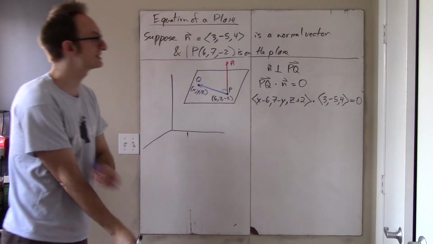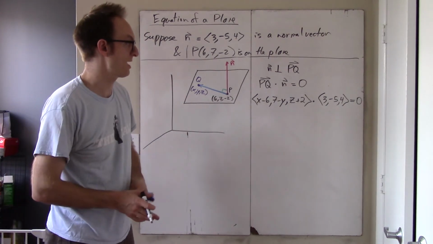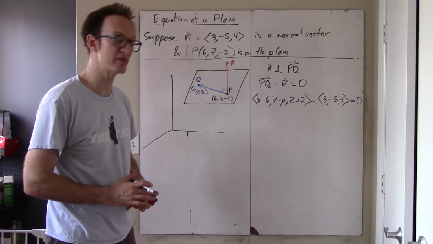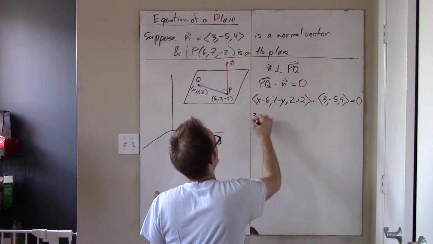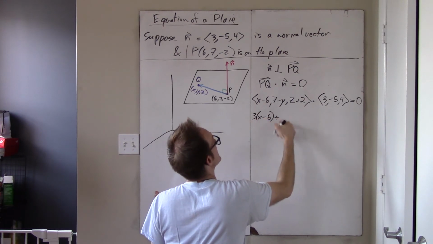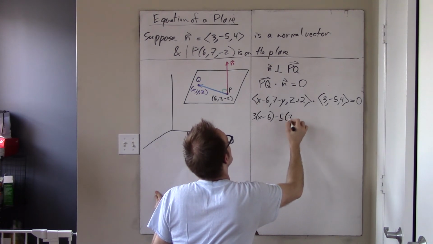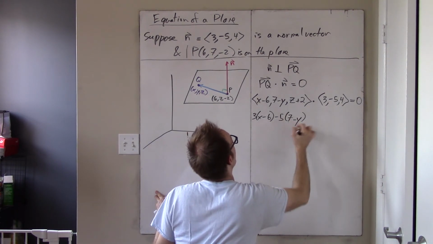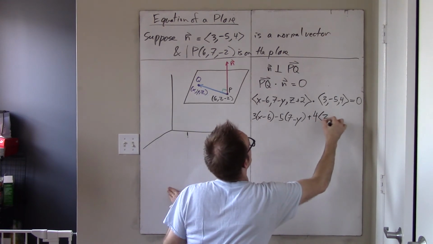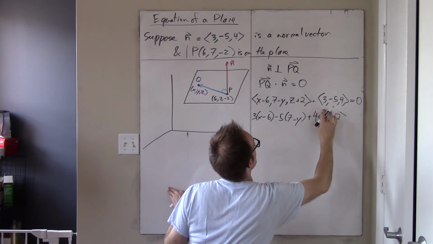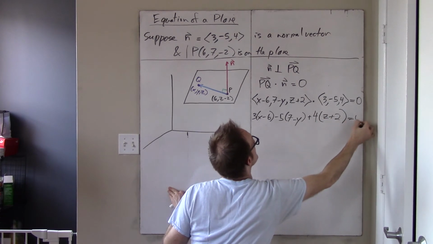So what have I accomplished? Well, I think you see now. I can just reach for my theorem about dot products, and computing the dot product of two vectors is simple. It's 3 times (x minus 6), plus negative 5 times (7 minus y), plus 4 times (z plus 2). Those should be parentheses, and that has to be 0.